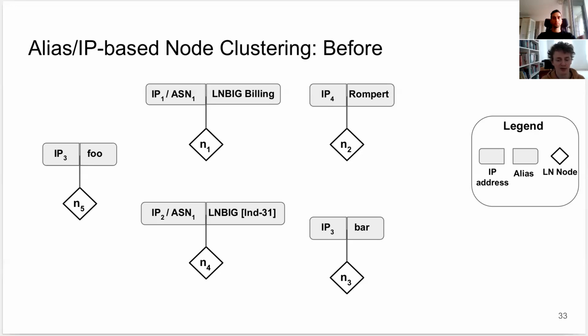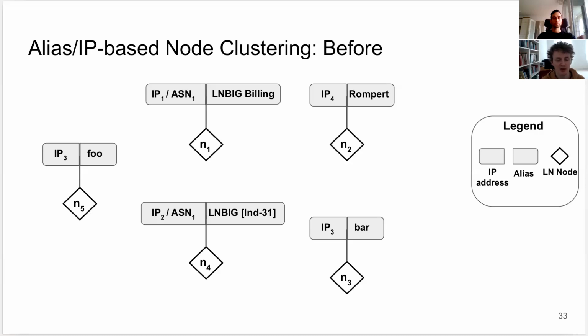If nodes have a similar alias, that gives us a clue, but the similarity could be by accident, and we need to specify how similar is similar enough. From an IP address, we can derive autonomous system numbers, which tells us the network operator that a certain IP belongs to. So in this case here, we can look at LNBig billing and LNBig 31. They are hosted on different IPs. Their alias is quite similar, but we can see that their autonomous system number is the same. So they're hosted with the same operator.